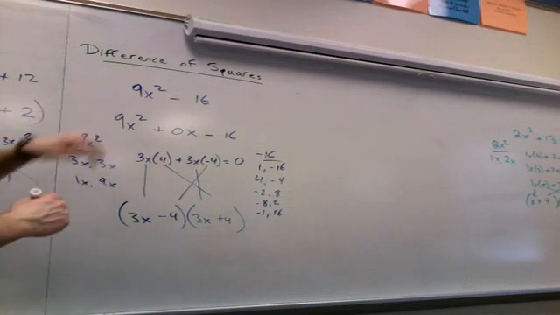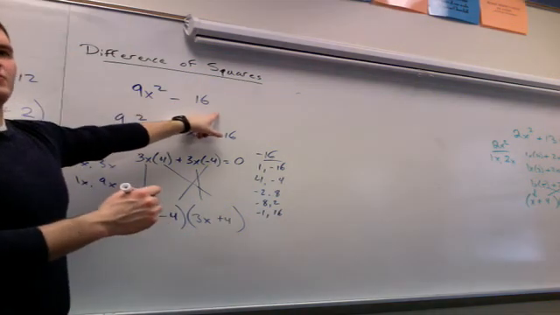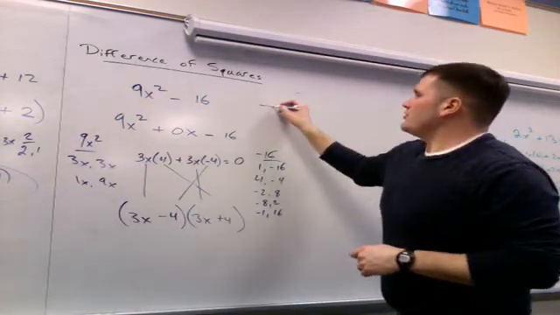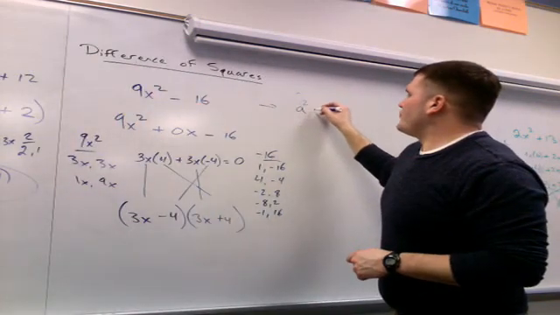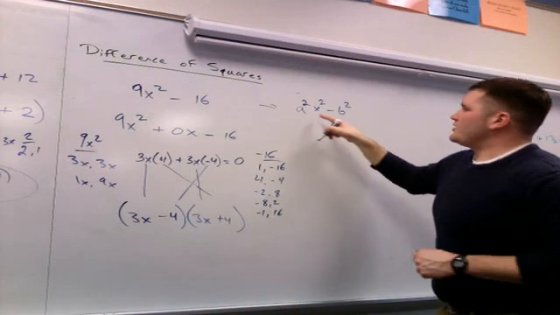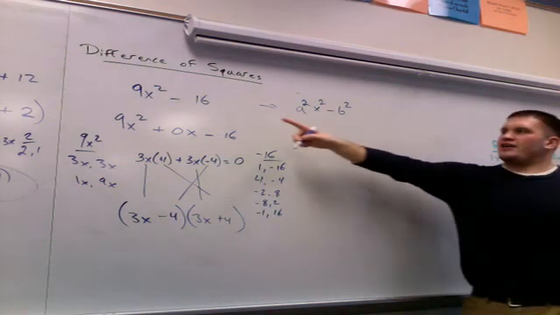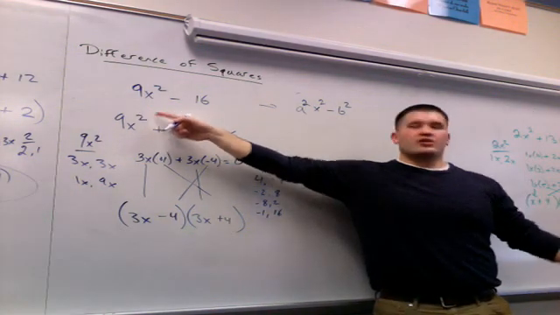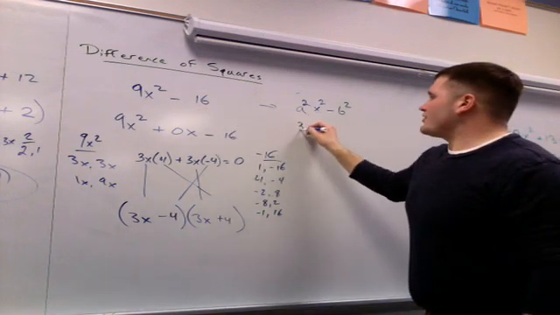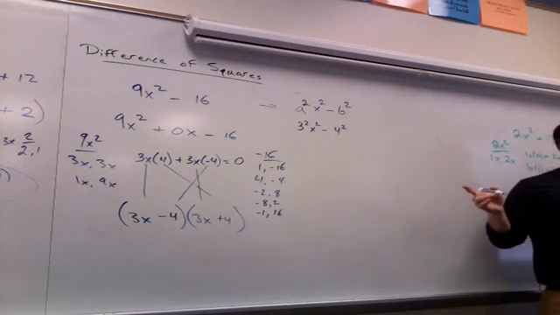Anytime something is written of this form, where it's a number squared times x squared minus another number squared, there's a shortcut we can use. Would you guys agree that this fits the form a squared x squared minus b squared? Yeah, because 9 is what number squared? 3. 16 is what number squared? 4. So this one right here is like having 3 squared x squared minus 4 squared, right?